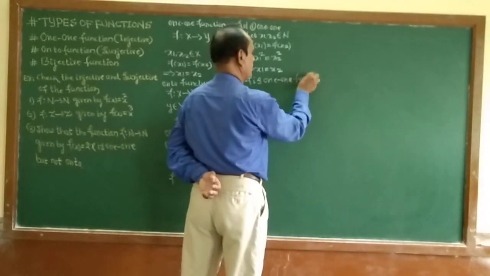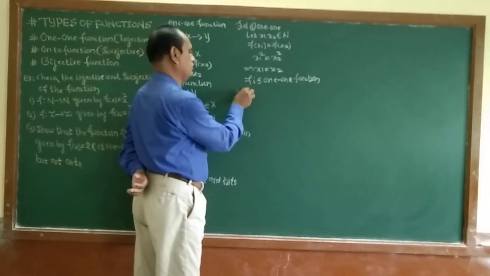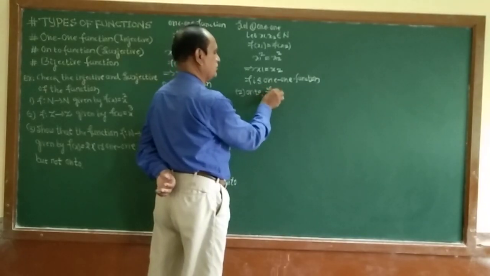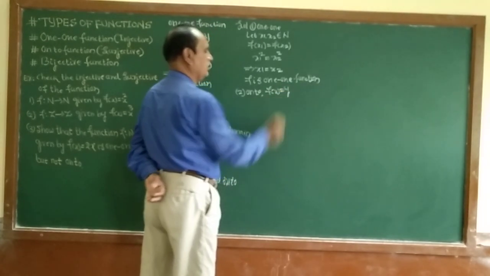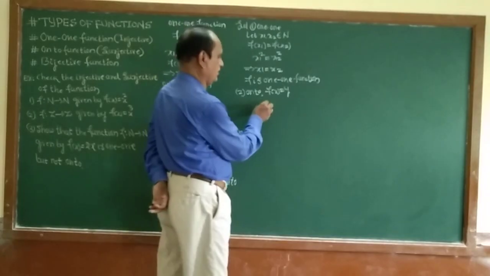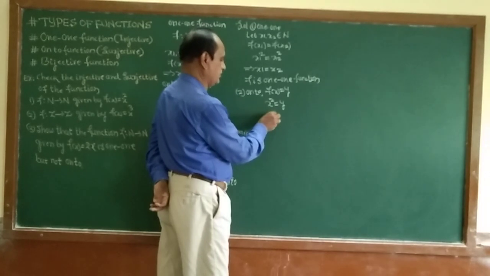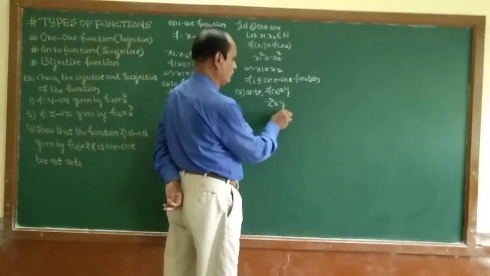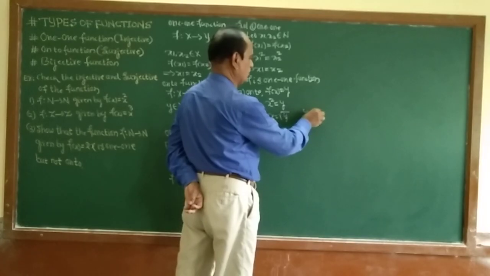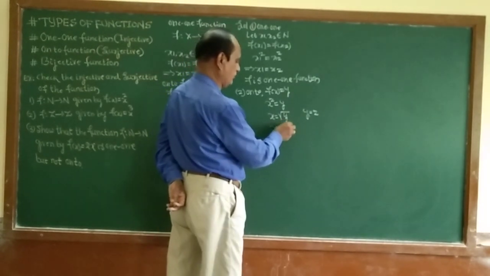Then come to the second part, the onto function. It is very simple: to verify onto, take f of x is equal to y and calculate the value of x from here. f of x means x square is equal to y. Therefore x is equal to the square root of y. So by taking y is equal to 2, the value x is equal to the square root of 2.